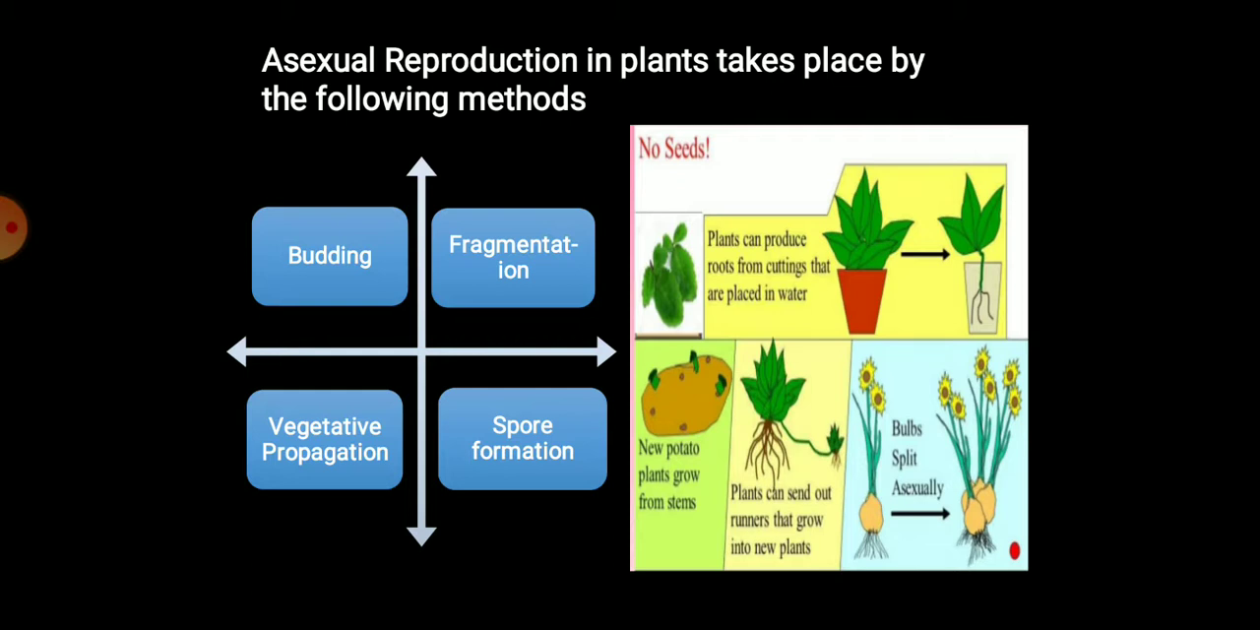In today's video, you should understand there are two types of reproduction: sexual reproduction and asexual reproduction. Asexual reproduction is of four types: budding, fragmentation, vegetative propagation, and spore formation. We'll see in the coming videos what they are. I hope you have understood the concept.